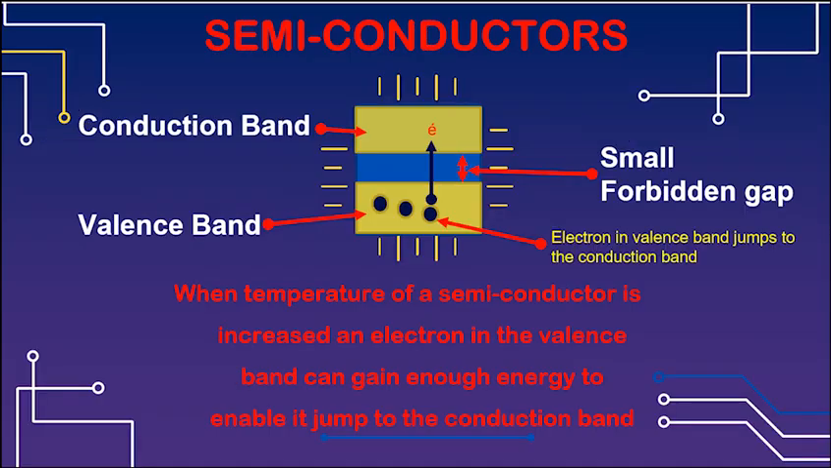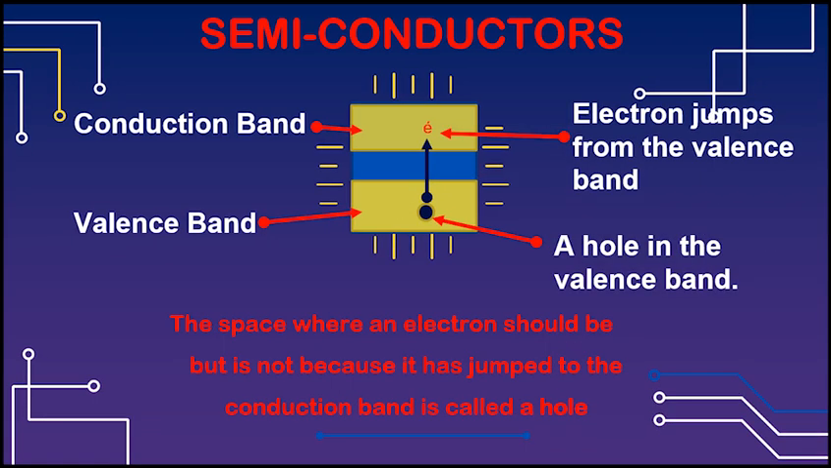When an electron jumps from the valence band to the conduction band, it leaves behind an empty space. This space where an electron should be, but it's not because it has jumped to the conduction band, is called a hole. A hole is defined as an absence of an electron, and it's regarded as positive. An electron within the valence band will be attracted to the hole.